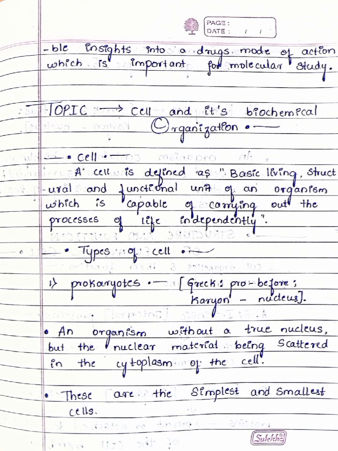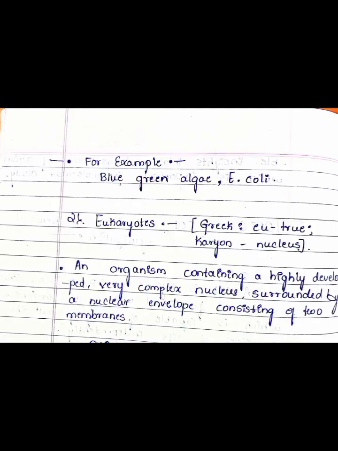Prokaryotic, Greek. Pro means before, karyon means nucleus. An organism without a true nucleus, but the nuclear material is scattered in the cytoplasm of the cell. These are the simplest and the smallest cells. For example, blue-green algae and E. coli. Second, eukaryotic cells. Greek, Eu means true, karyon means nucleus. An organism containing a highly developed, very complex nucleus surrounded by a nuclear envelope consisting of two membranes.